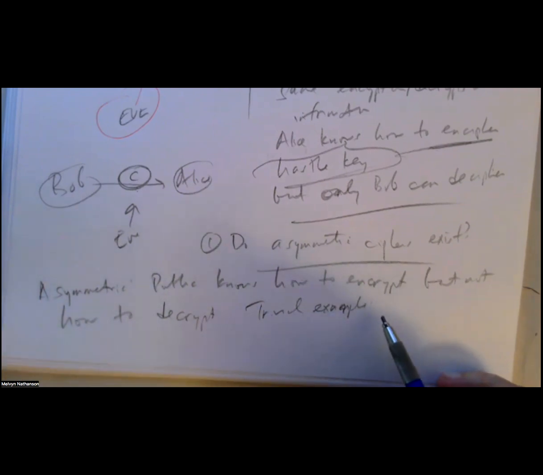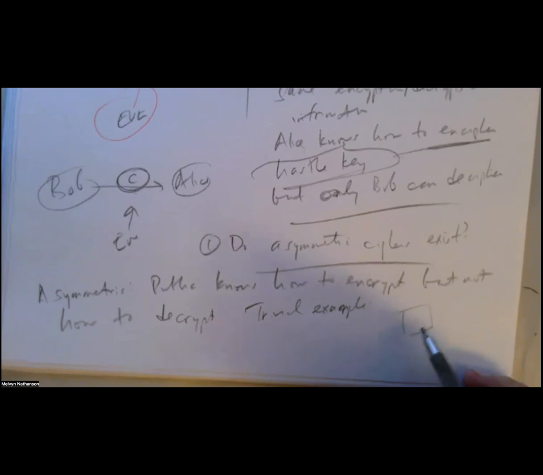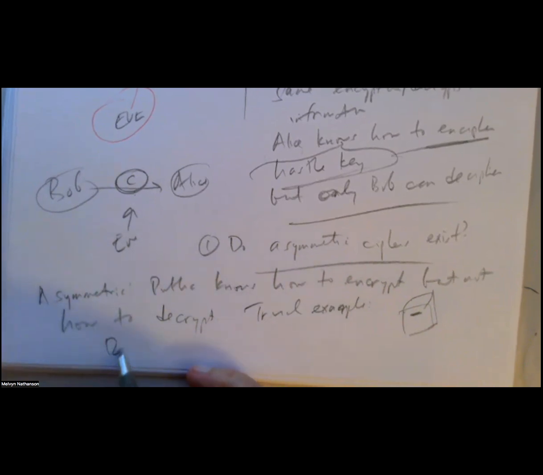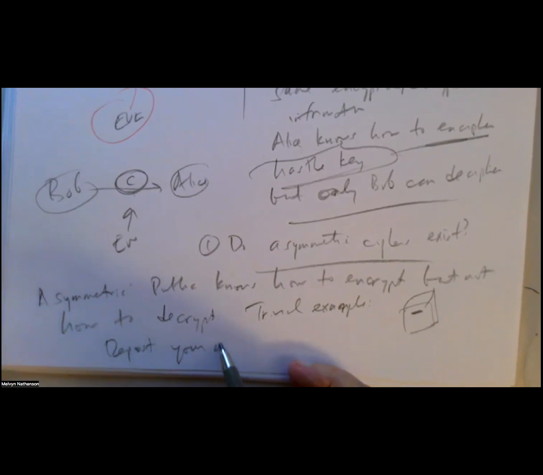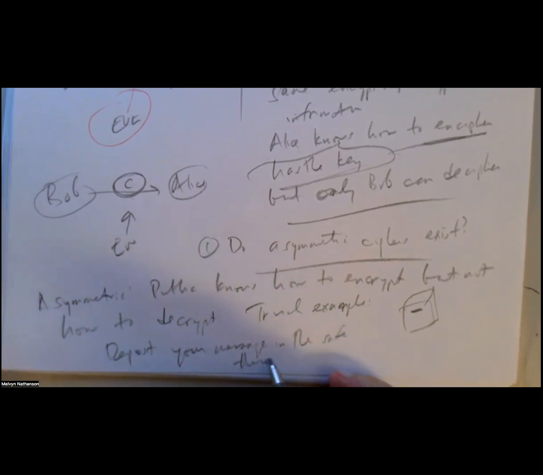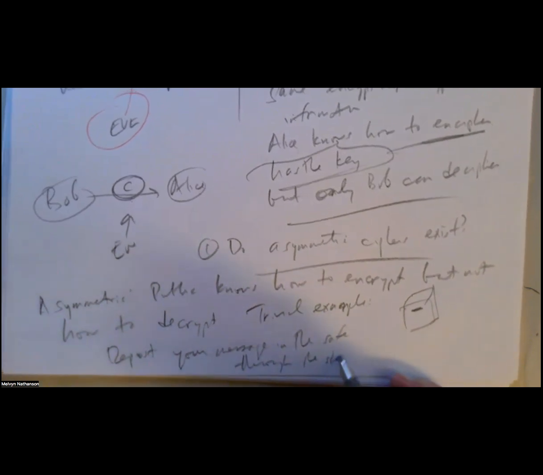So Bob says, okay, in the town square, I put a safe with a slot. And deposit your message in the safe through the slot, and only Bob knows how to open the safe.